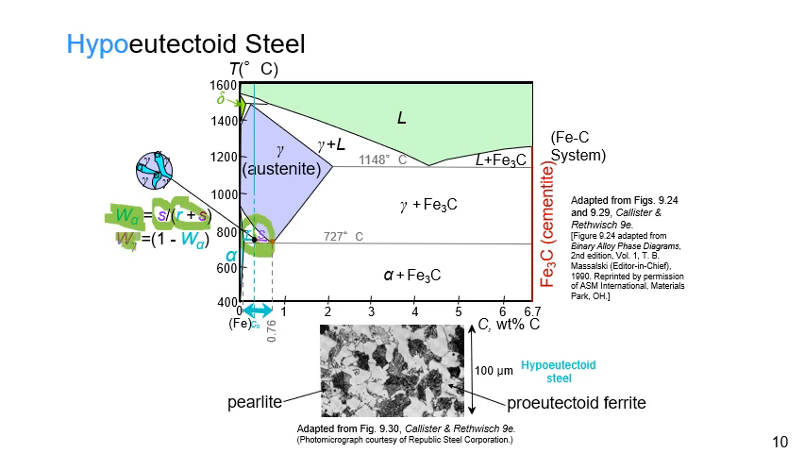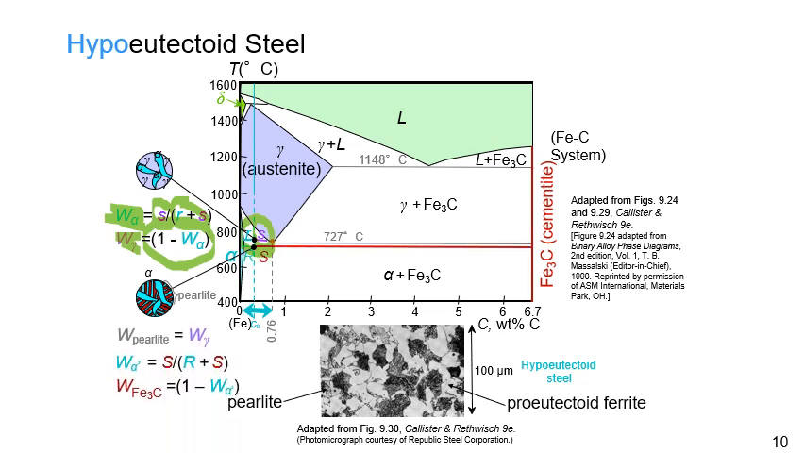And then the weight fraction of austenite is the complement of that, 1 minus the weight fraction of ferrite. And so the weight fraction of austenite is going to tell us how much pearlite, essentially the weight fraction of pearlite in our final microstructure. And then we can also use the same formula to calculate, in the pearlite, in the entire microstructure, how much is ferrite and how much is cementite.